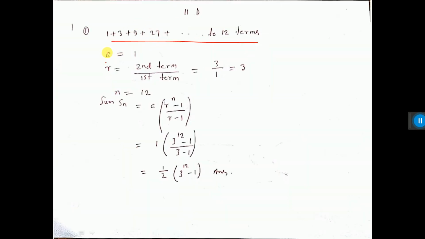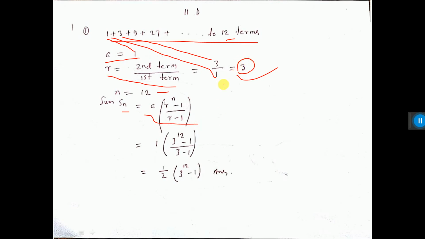So the first term a is equal to 1. For r, the formula is second term by first term, so it is 3 by 1, which is 3. n equals 12 because we have to add 12 terms. Now the Sn formula is a into r to the power n minus 1 by r minus 1. Here r is greater than 1, that is why this formula. Now put the value of a and r. Now 3 minus 1 is 2, and 3 to the power 12 minus 1, that is the answer.